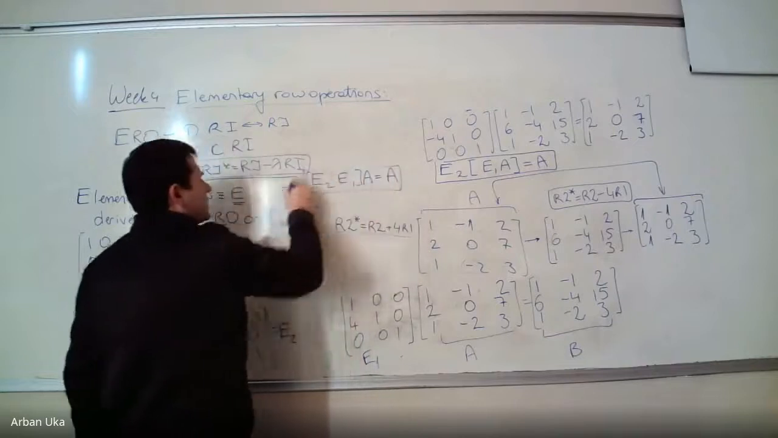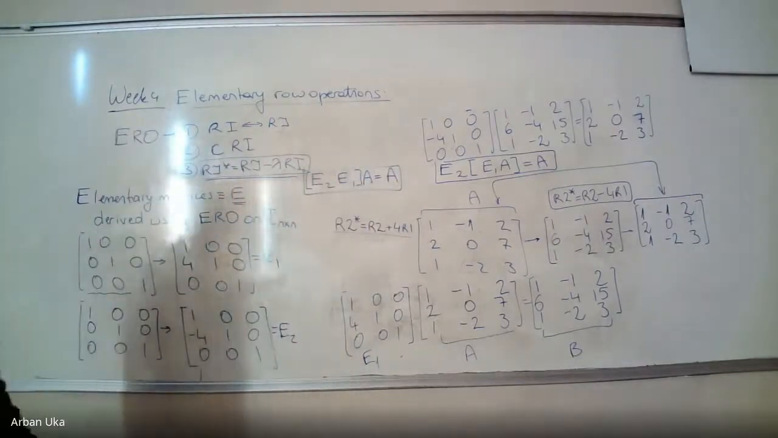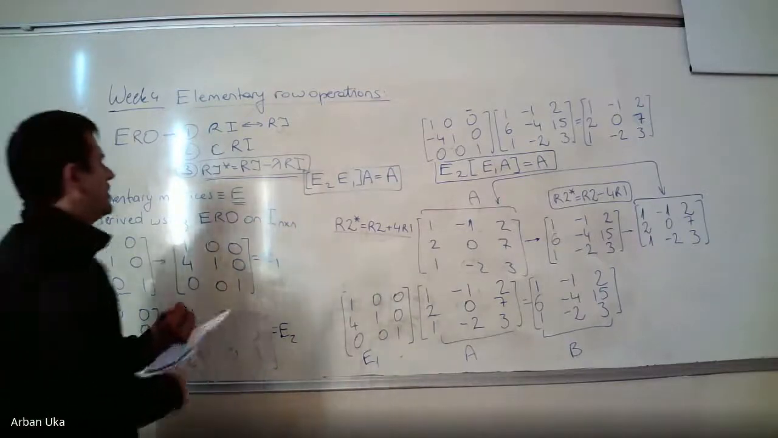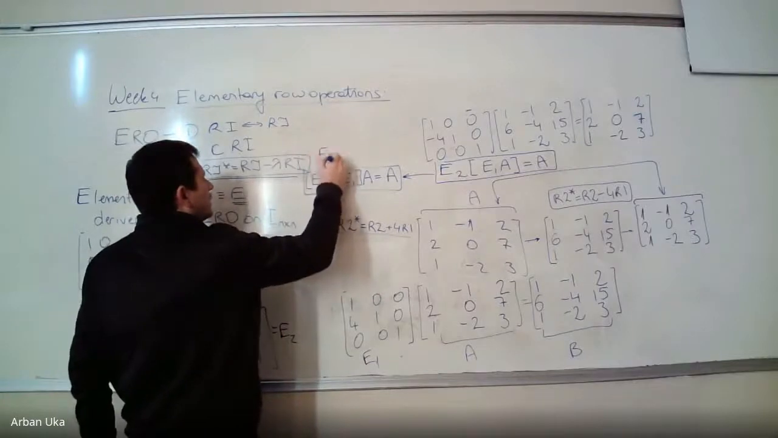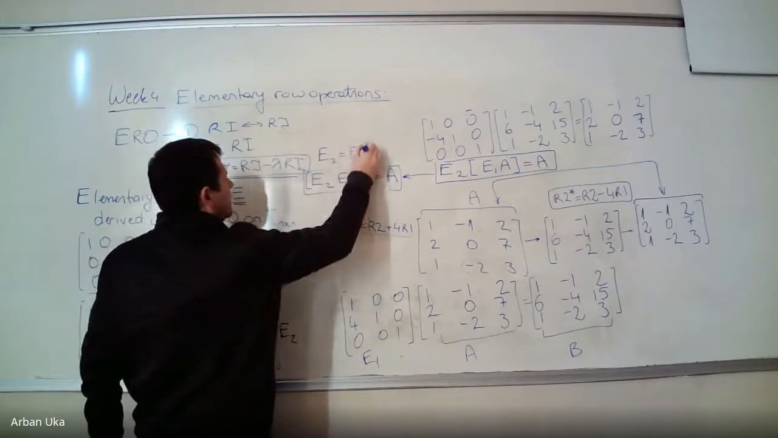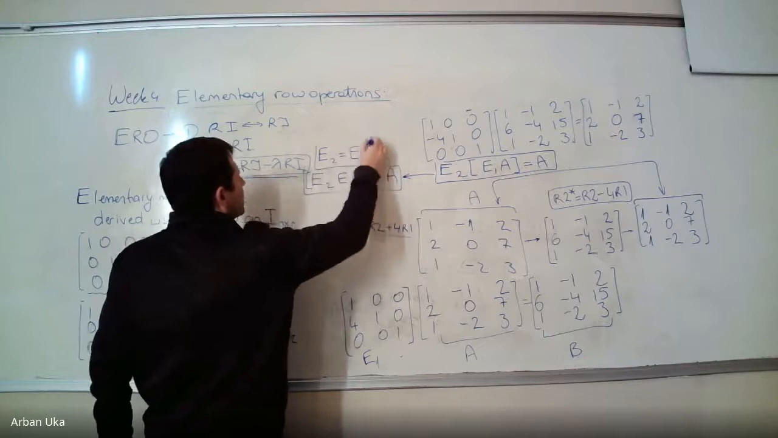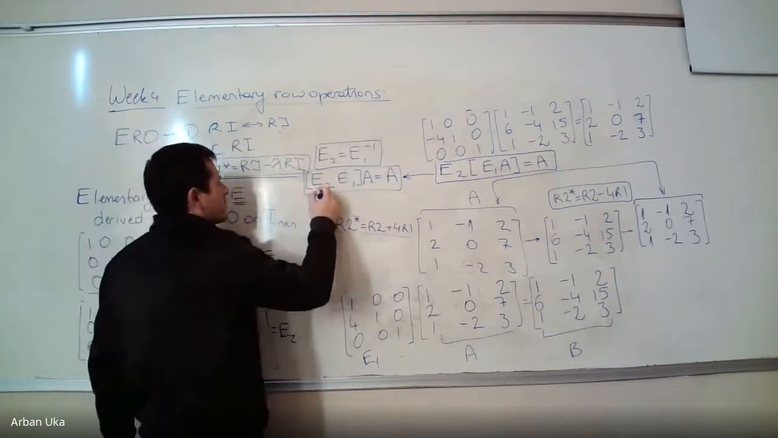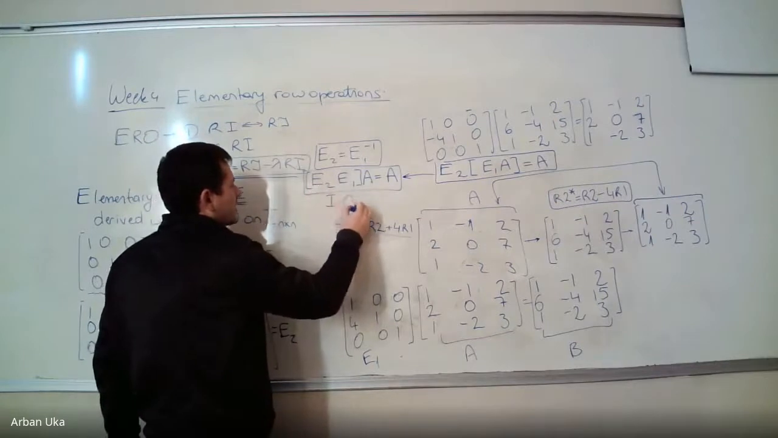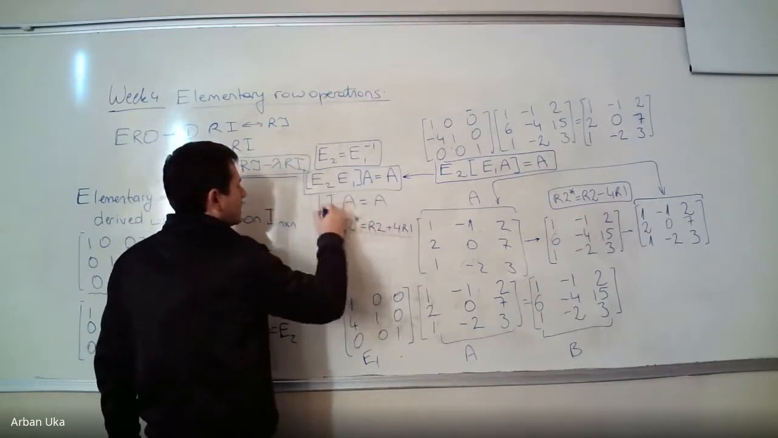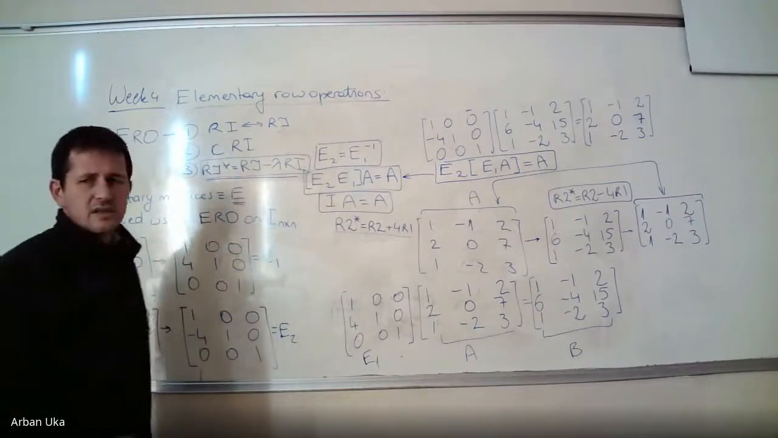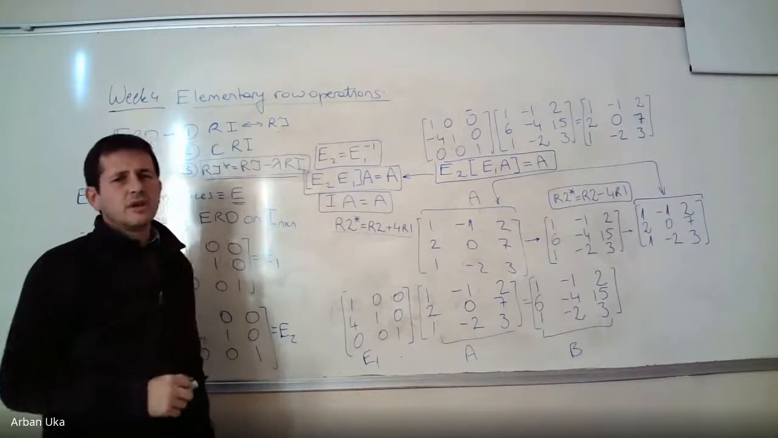What do we understand from here? From here, E2 is the inverse of E1. That's correct. E2 is equal to E1 inverse, okay? So they are inverses of each other, because this means that this product is equal to the identity matrix times A. This is equal to A. So this is true. When we multiply two matrices, that's equal to the identity.